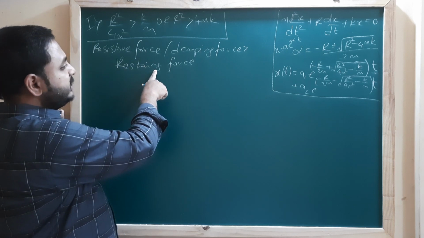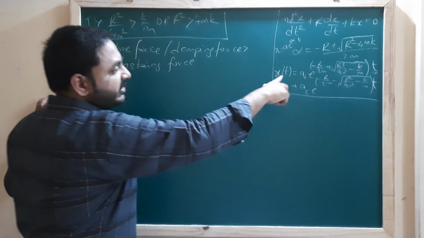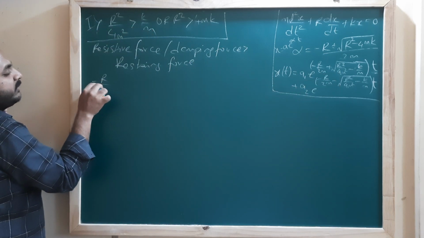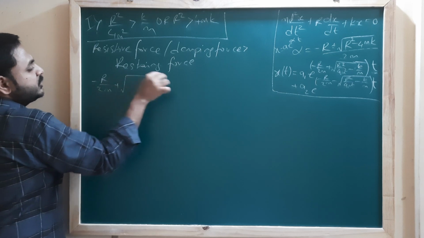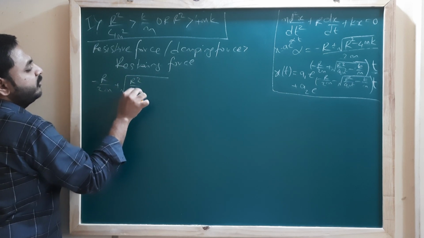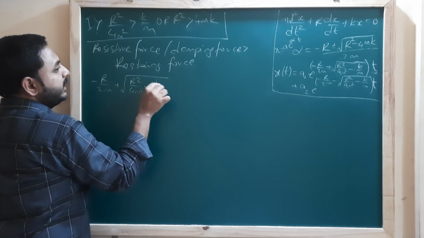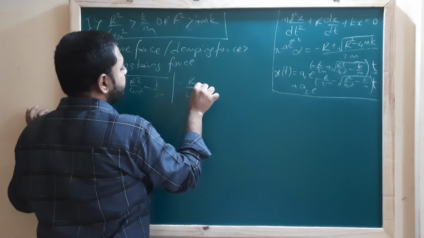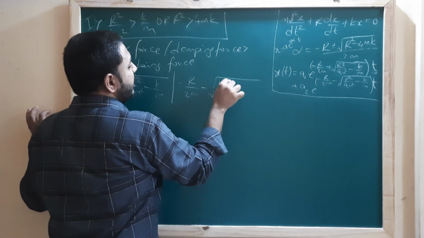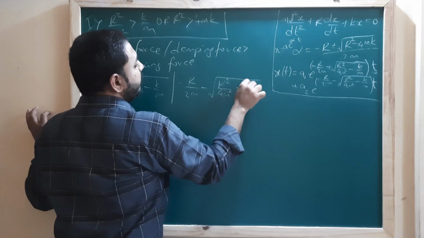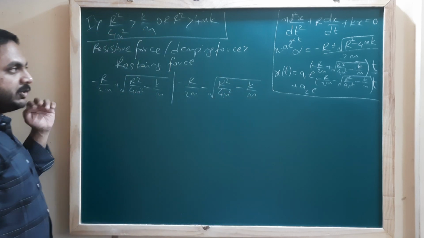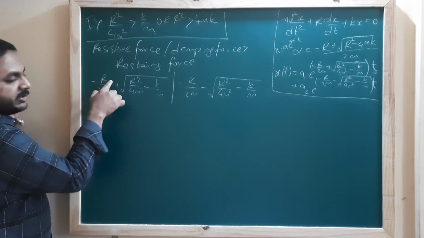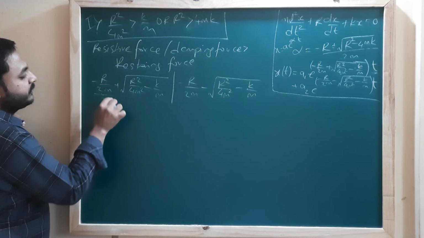If this force is greater than this force, let us look at this bracket. We have e raised to something into t, right? Let us just look at this bracket. The first term is minus r by 2m plus square root of r square by 4m square minus k by m. Similarly, the second term is minus r by 2m minus square root of r square by 4m square minus k by m. You have these two terms in the brackets. Now, this term is negative because r is positive, m is positive, so this term is negative.